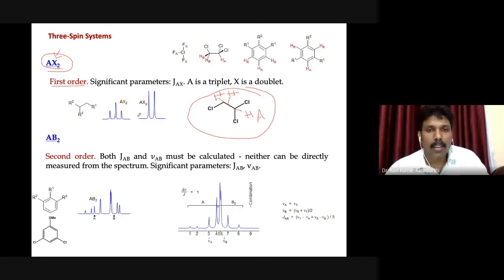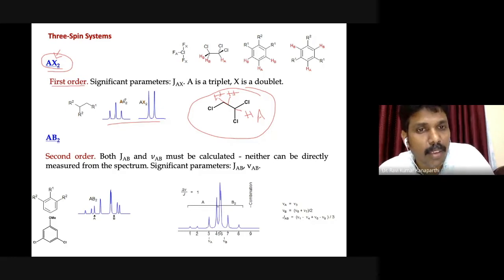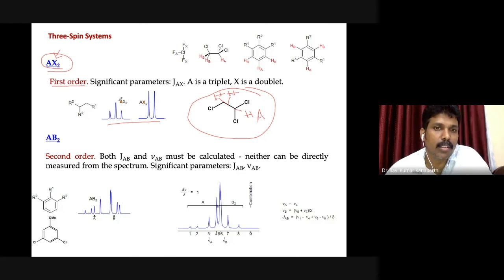When you record the NMR spectrum, A is split into a triplet because it has two neighbors. On the other hand, X is split into a doublet. These are the two different peaks that we encounter in the NMR spectrum. This stands for A because A has two neighbors. In the X case, it has only one neighbor, that is only one A, so it will split into a doublet.